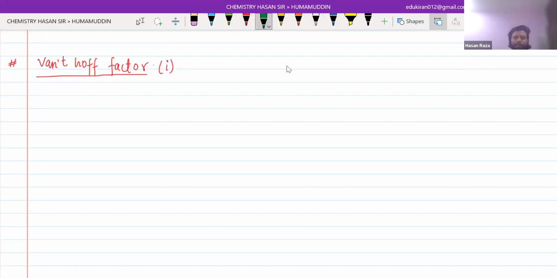So let's begin this. This is your Van 't Hoff factor. We represent it by i. And before introducing Van 't Hoff factor, thank you, Austin. First of all, we are going to start with abnormal molar mass. What is this abnormal molar mass?